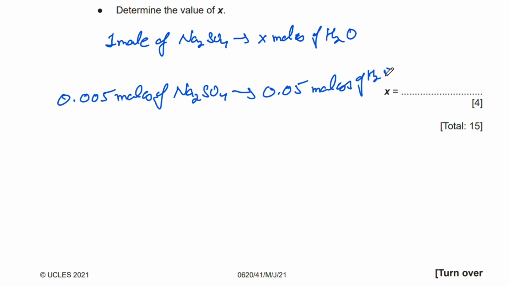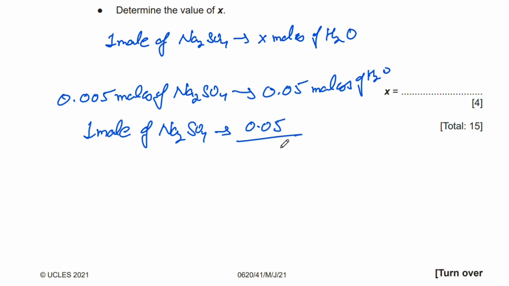Now by using the unitary method, we'll calculate the number of moles for 1 mole of Na2SO4. That will be 0.05 divided by 0.005 times 1, which is equal to 10. So this 10 is the value of X. As you can see, 1 mole of Na2SO4 is combined with X moles of H2O, which is 10.